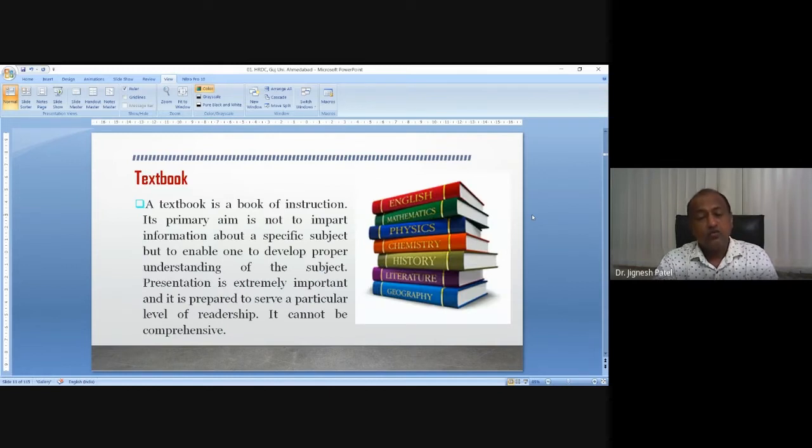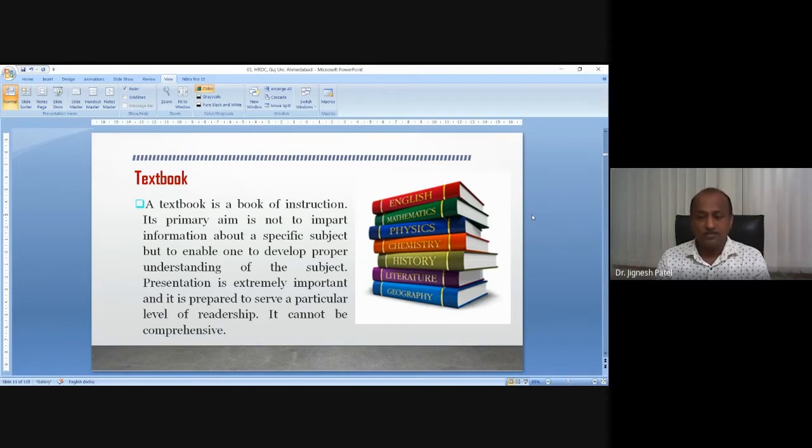Now, lastly, the textbook. A textbook is a book of instruction. It is primarily aimed not at imparting information about a specific subject, but at enabling one to develop a proper understanding of the subject. Presentation is extremely important and it is prepared to serve a particular level of readership. It cannot be comprehensive. So, what is the difference between the textbook and the reference book?